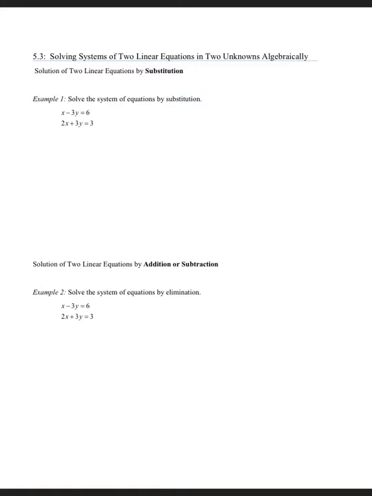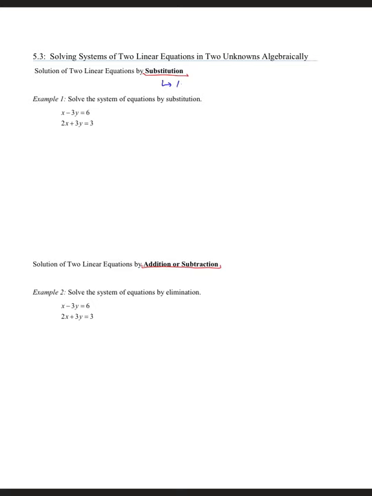Hi, in 5.3 we're looking at solving systems, but instead of graphing this section like we did in 5.2, we are going to use a process called substitution and also the process of addition or subtraction, which you may have heard is called elimination. So when we want to solve by substitution, what we want to look for here is a coefficient of a positive one within our system.